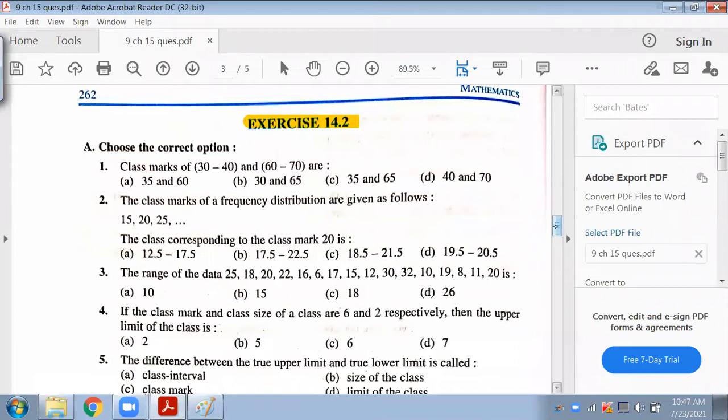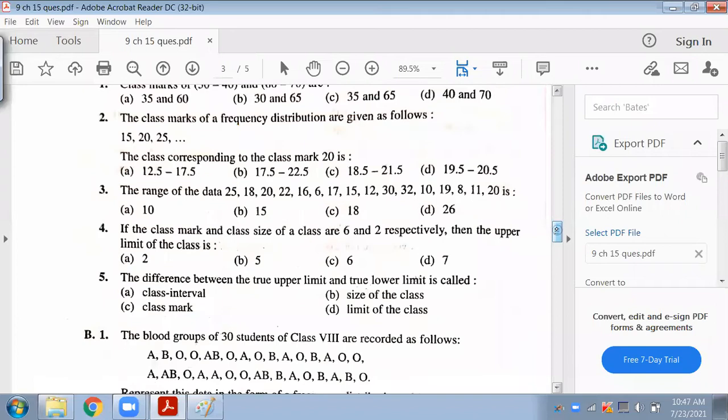Okay, so we'll start with 14.2. Question number one. Now, what is question number one?